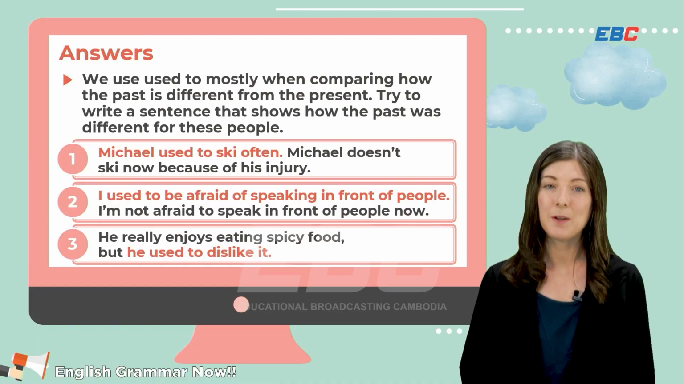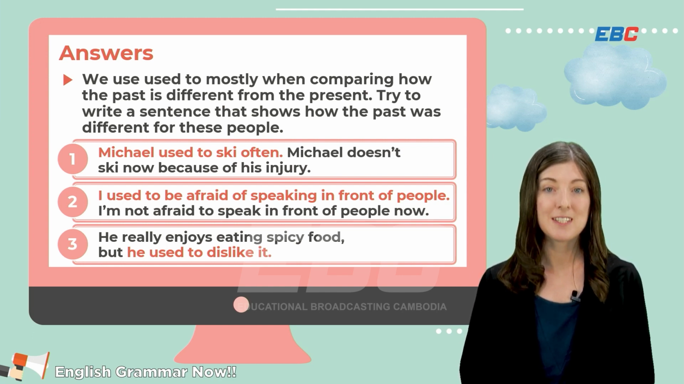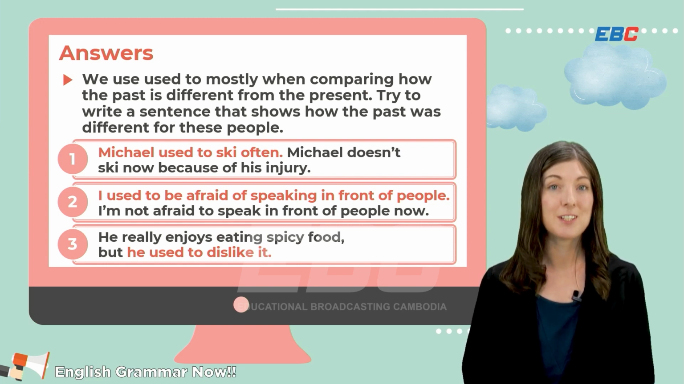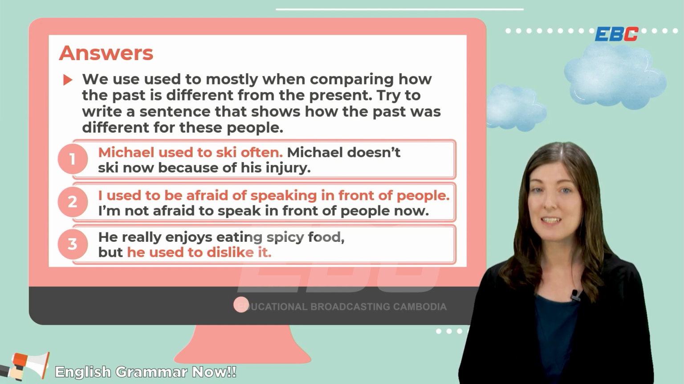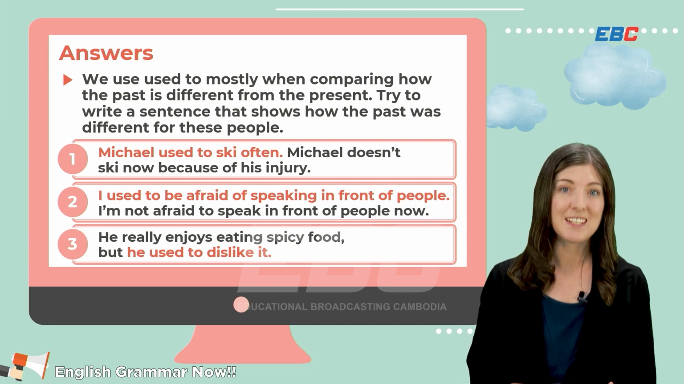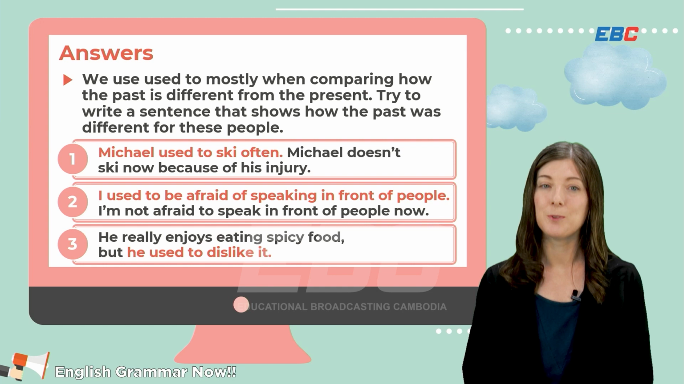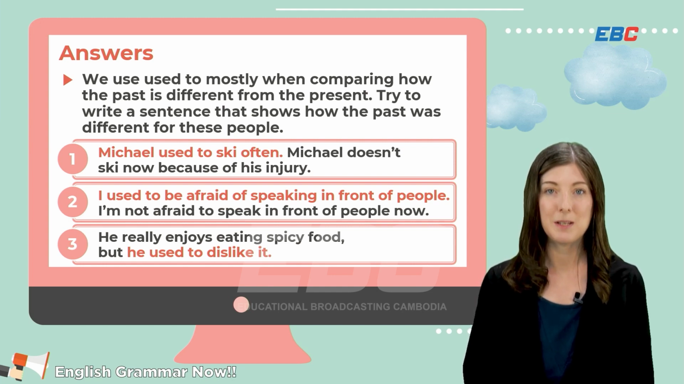Here's one way we could fill in those missing sentences. We could say, Michael used to ski often. Michael doesn't ski now because of his injury. So the difference between the past and the present is that Michael used to ski, but now he doesn't ski. For number 2, I used to be afraid of speaking in front of people. I'm not afraid to speak in front of people now.